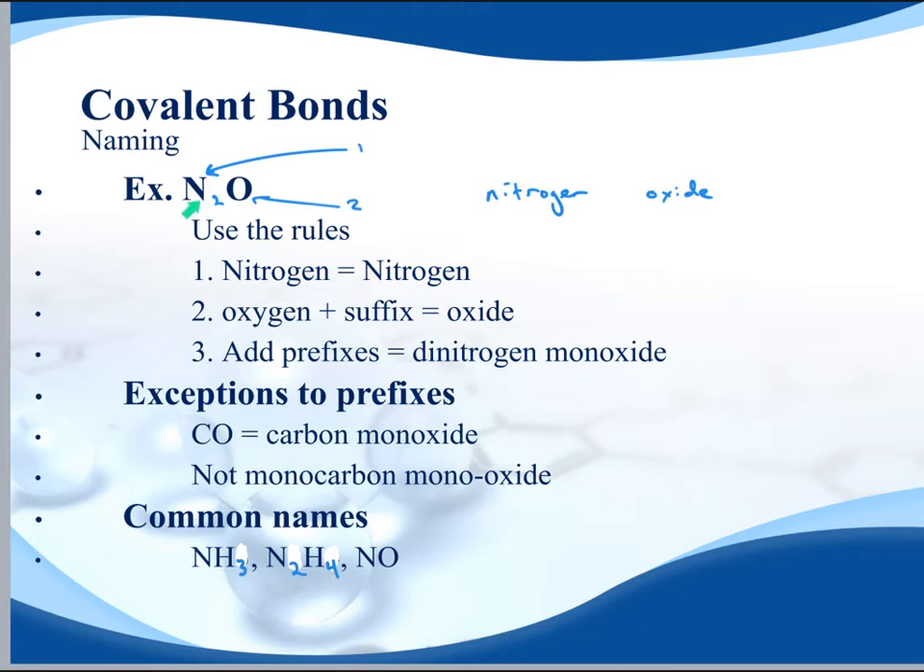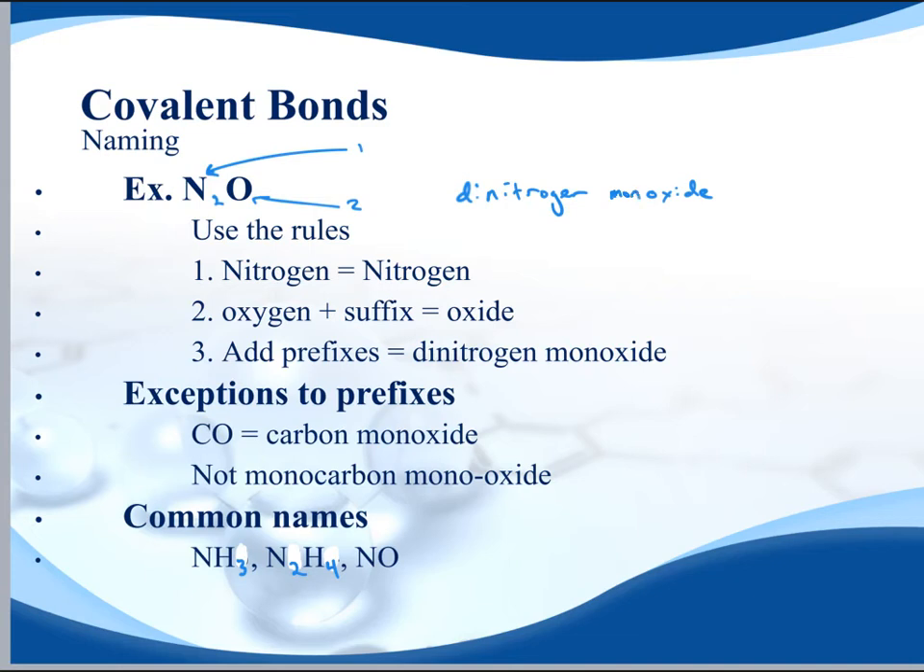Well, we go and look at this one. There are 2 nitrogens, and if you flip back to the prefixes just a moment ago, the prefix for 2 is di. So we call this dinitrogen. And the prefix for 1, there's only 1 oxygen here, is mono.